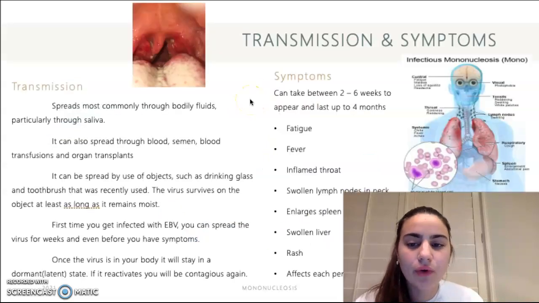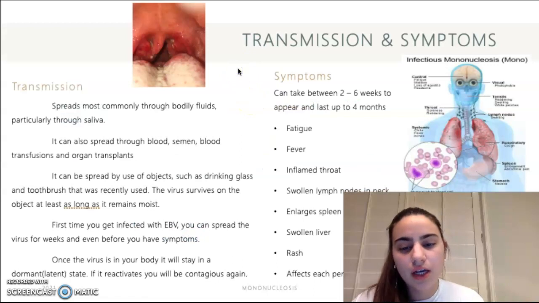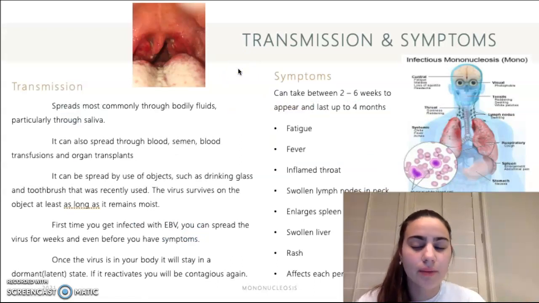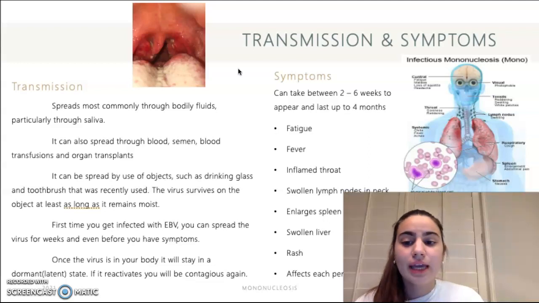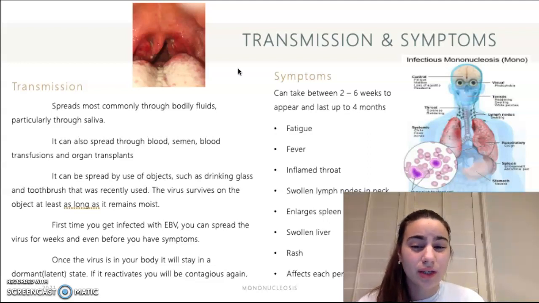Okay, so now for transmission and symptoms. Mono spreads most commonly through bodily fluids, particularly through the saliva, but it can also spread through blood, semen, blood transfusions, and organ transplants. It can also be spread through the use of objects such as a drinking glass or toothbrush that was recently used by someone that had mono.